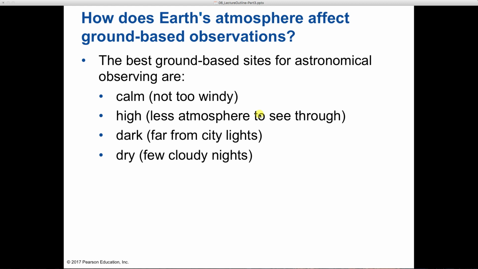And you want it to be dark, of course, because when you're looking at stars in the visible part of the spectrum, visible light from cities and such will interfere with your images. And you don't want it to be moist, because moisture is also going to affect your images. It's going to cause them to be blurry, or you might even have clouds, of course. It's hard to see through clouds depending on what you're trying to look at.